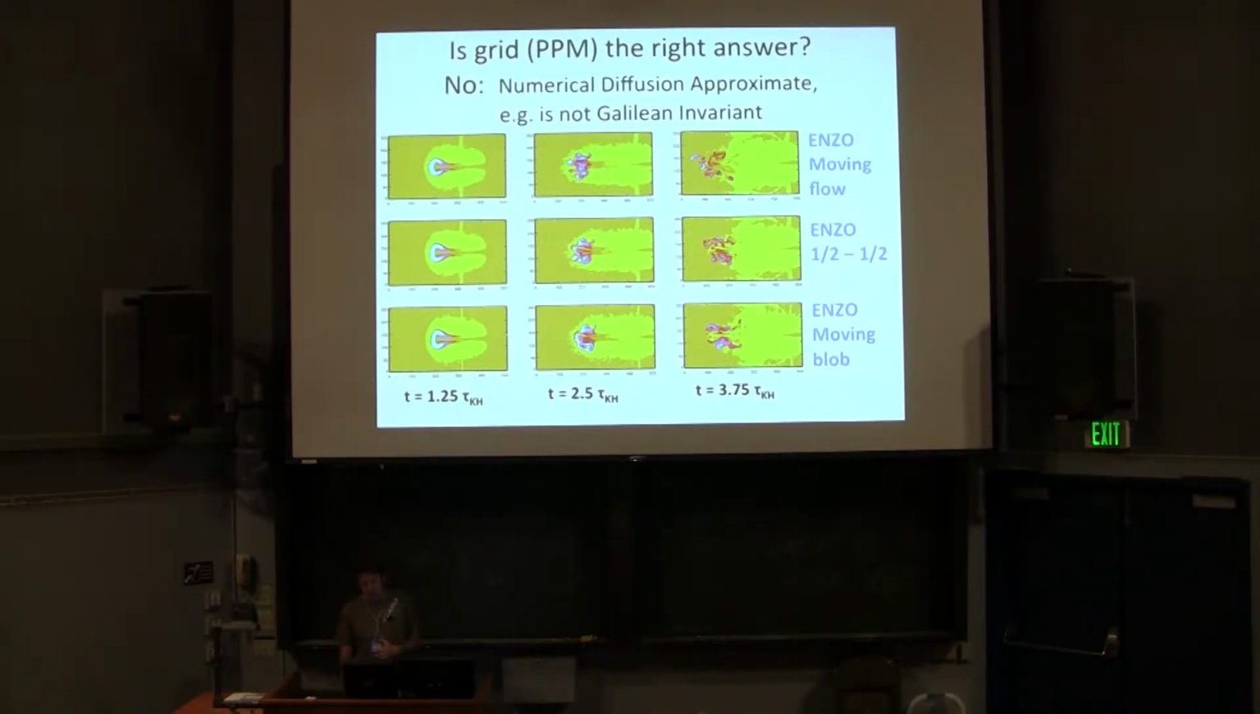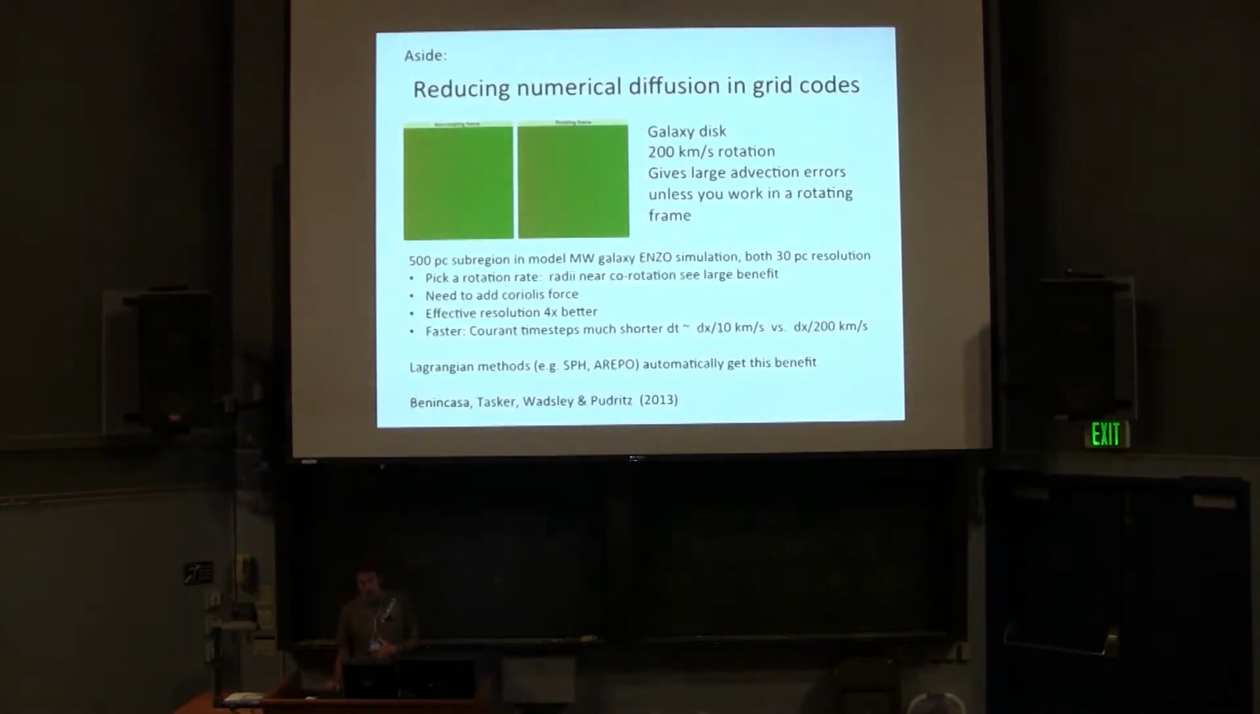Now you can do some tricks to improve behavior in grid codes. One problem in galaxy formation, for example, is that you have a massive background advection in your galaxy disks, right? You have 200 kilometers per second circular velocity, and then you have Mach numbers that are quite high, so that your sound speeds are very small, and so you're essentially advecting around with a Mach number of maybe 200 or more. And so these advection terms are enormous in galaxy disks.